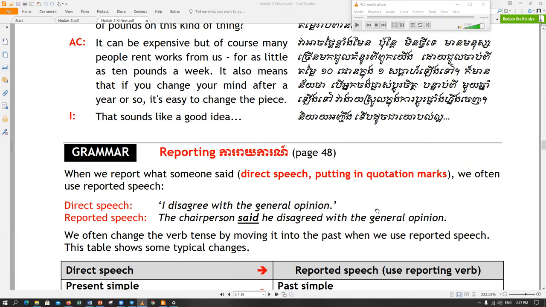Okay, everyone, you have finished listening already, and you will learn grammar after I have explained something more.